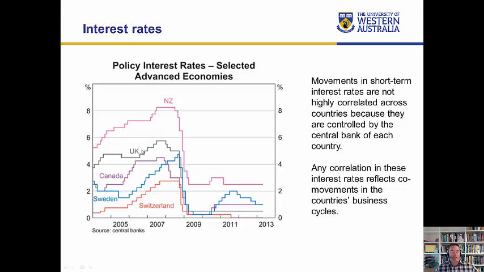And we can see that not only do these interest rates move independently, but large gaps can open up as well. So the interest rate differential between Switzerland and New Zealand in around about 2006 looks to be around 6%, 6.5%. So big gaps between interest rates can open up. That's not the case for long-term interest rates. Now the reason these gaps can open up for policy interest rates or short-term interest rates is because these interest rates are controlled by the central bank, and the central bank can open these interest rate gaps up as large as they want them.